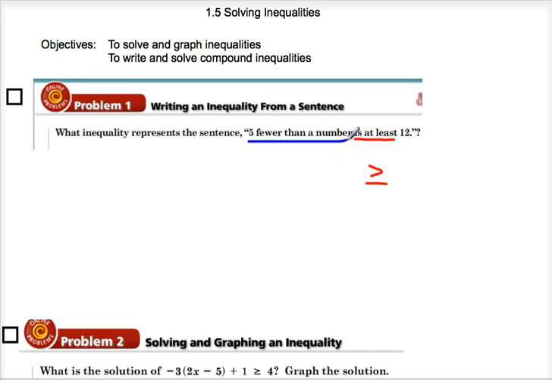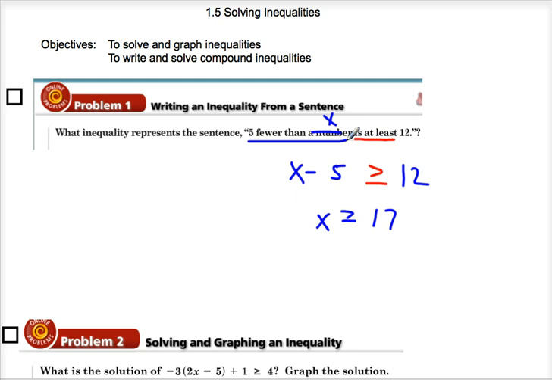5 fewer than a number, that's 5 fewer than some number, we'll call it x. How do I do 5 fewer than, say, 6? Well, 5 fewer than 6 is 1, because 6 minus 5 is 1. So we need to write x minus 5. A lot of times we go straight from left to right, we'd write the 5 first, but because it says fewer than, we actually need to put the minus 5 at the end. Is at least 12, greater than or equal to 12. Add 5 to both sides, you get x is greater than or equal to 17.